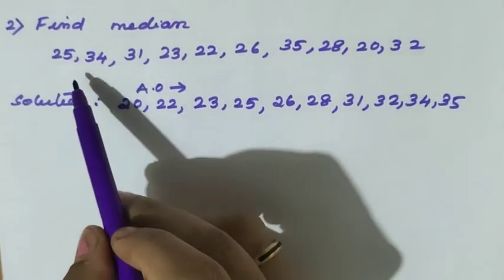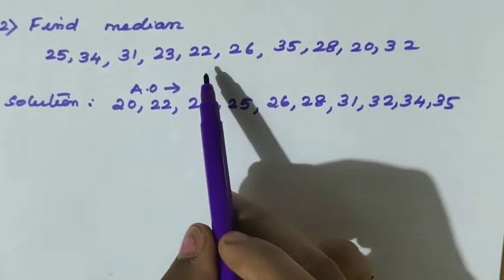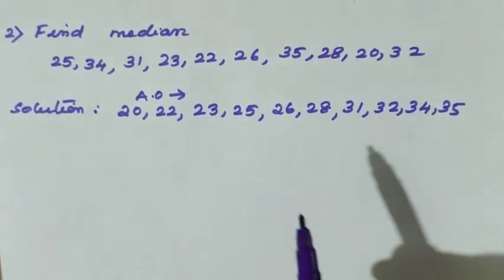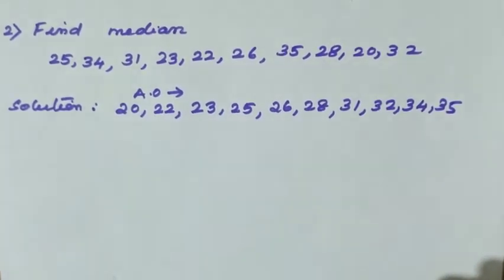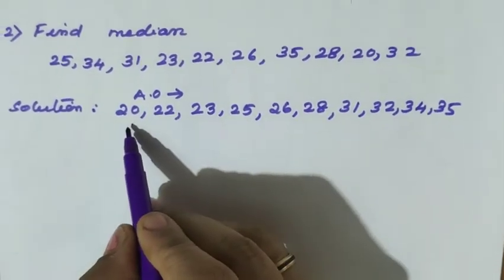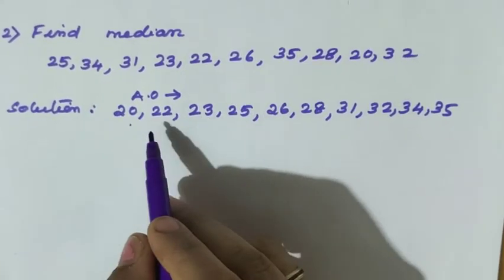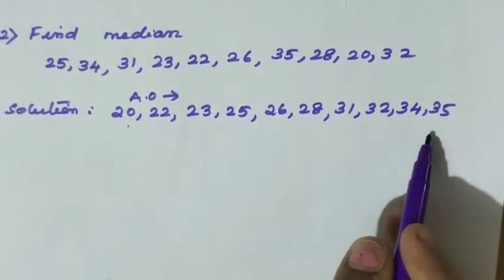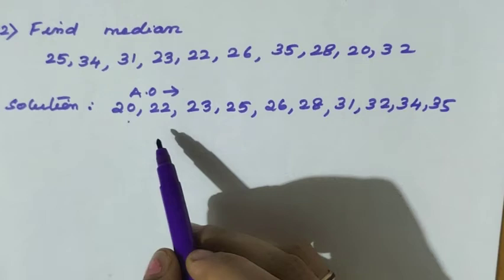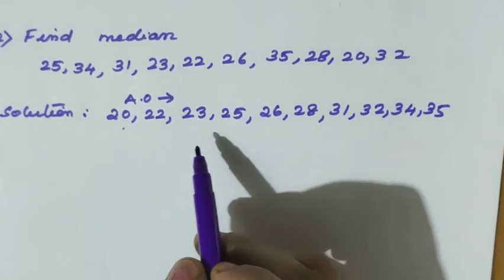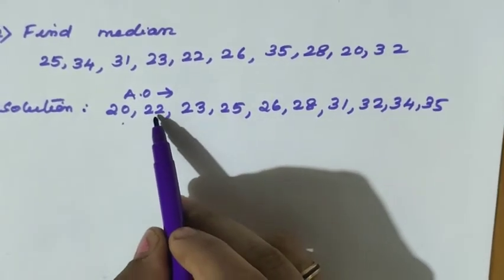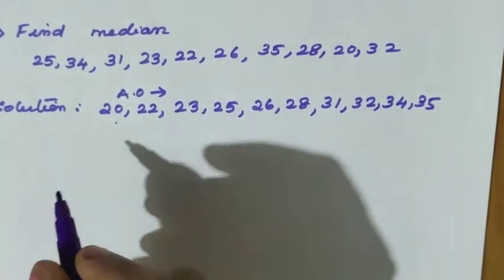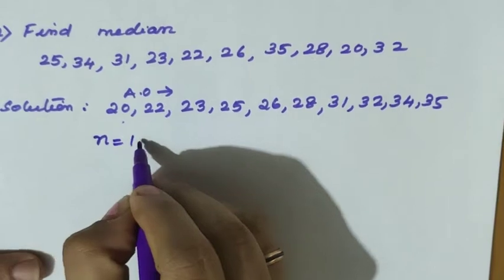Find the median: 25, 34, 31, 23, 22, 26, 35, 28, 20 and 32. What is the first step? Ascending order. We have written ascending order already. 20 is the least one, 22 is the next higher value, 23 is the next one. Like that we have to write up to 35. Now count how many observations are there. First step is ascending order. Second step is how many observations? 1, 2, 3, 4, 5, 6, 7, 8, 9, 10. So we will write n equal to 10.